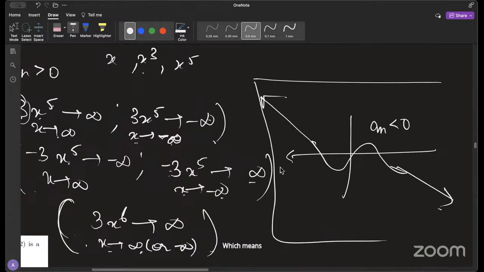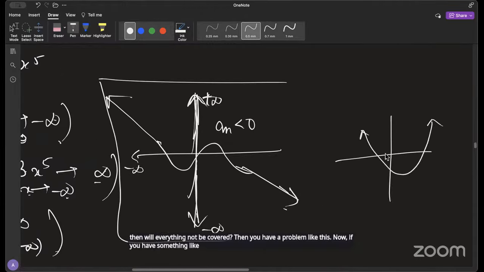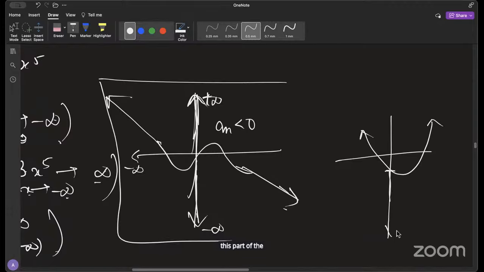Which means everything is covered. This is the plus infinity side of your codomain. This is the minus infinity side of your codomain. And everything is covered, right? When will everything not be covered? When you have a polynomial like this. Now, if you have something like this, part of the codomain is not covered in the range. This one. Everything below the vertex is not covered. From here to here, this part stays uncovered. Not in the range.